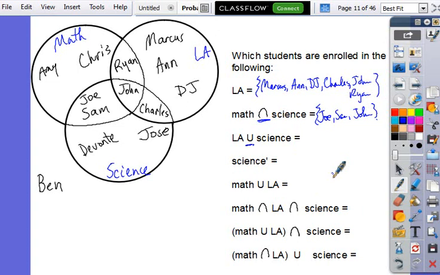So it'll be Devontae, Jose, Charles, John, Joe, Sam. Start with science. And then language arts. So who have I not gotten? Ryan, Marcus, and DJ. Everybody see that? I need the one that's in language arts or in science. Either one's got to be part of the answer.